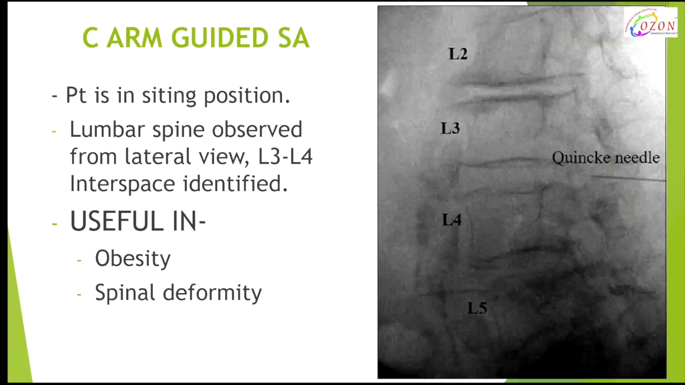Then the second recent advance is C-arm guided spinal anesthesia. So what is the position? Same, the patient is in sitting position. Then we use the C-arm, and the lumbar spine is observed from the lateral view. The L3, L4 interspace is identified and we introduce the needle under the guidance of the C-arm. So it is useful in obesity and spinal deformity.